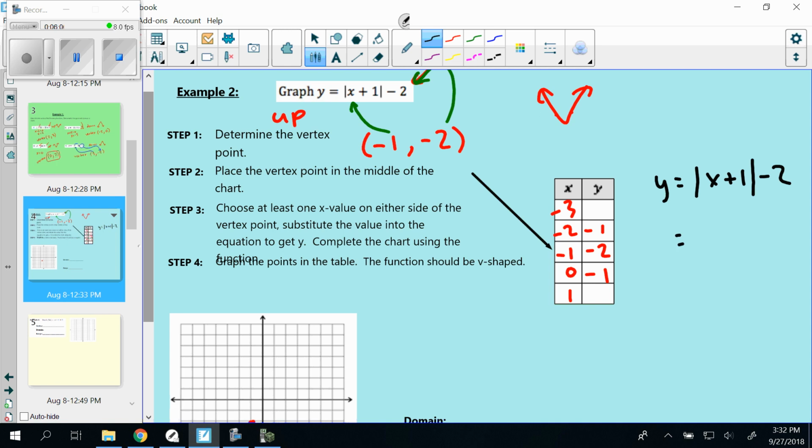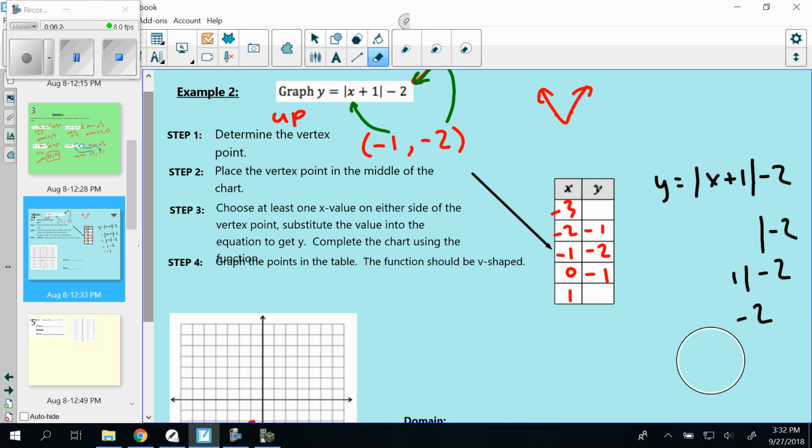If you put -2 in here for x, -2 plus 1 is -1. Remember though, what does absolute value do? Makes it positive. It's the distance from 0, so that's +1 minus 2. You should get the same thing, which we did. Okay. And we could keep plugging numbers in here and get it that way.